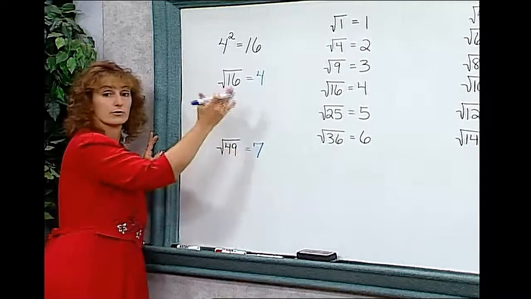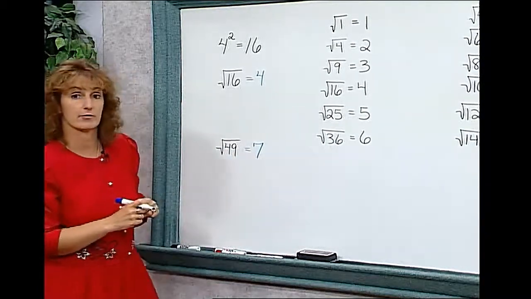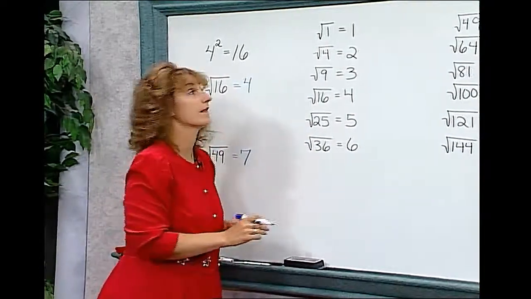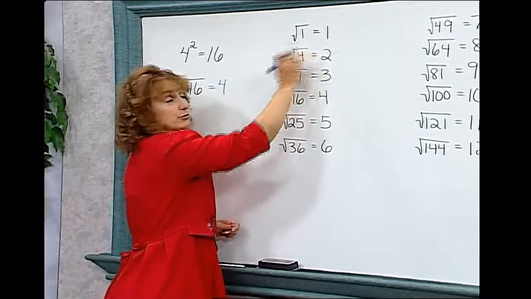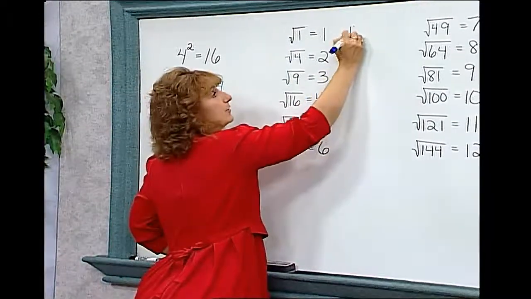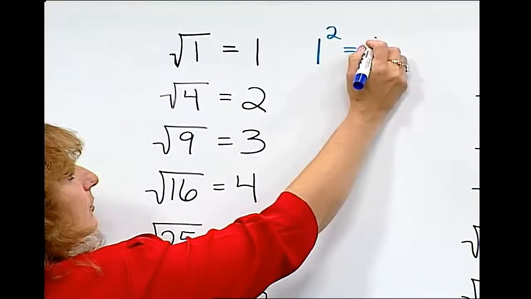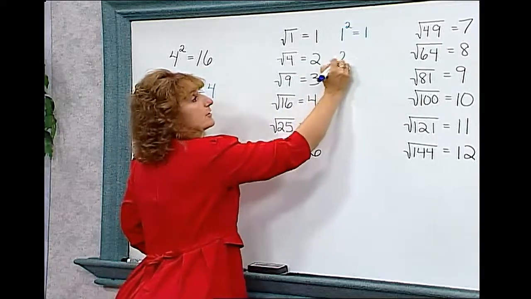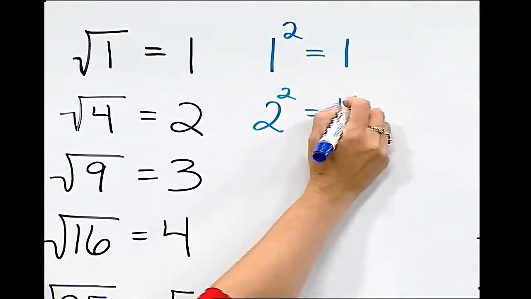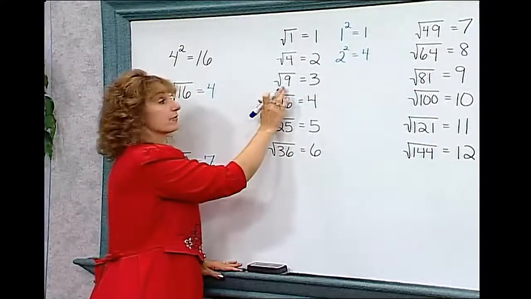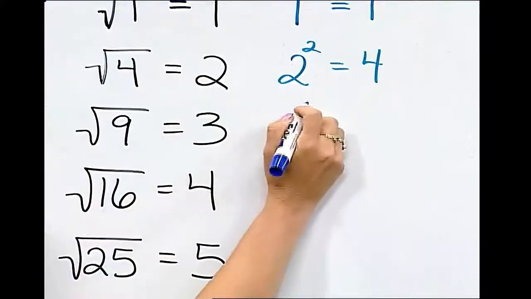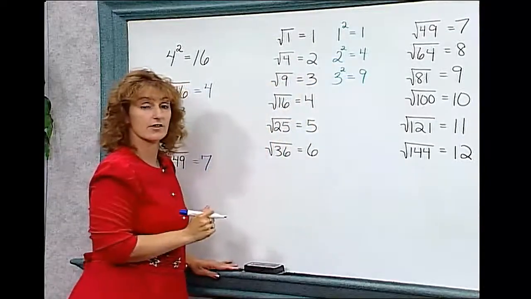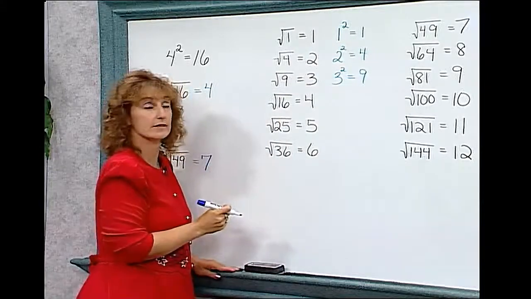We're now going to go through our square roots, ones you should have memorized, because if you have your multiplication tables memorized, these will come easy. The square root of 1 equals 1. We know that because 1 squared equals 1. The square root of 4 equals 2 because 2 squared equals 4. The square root of 9 equals 3 because 3 squared equals 9. These are opposites of each other, and at this point you should see a pattern developing.